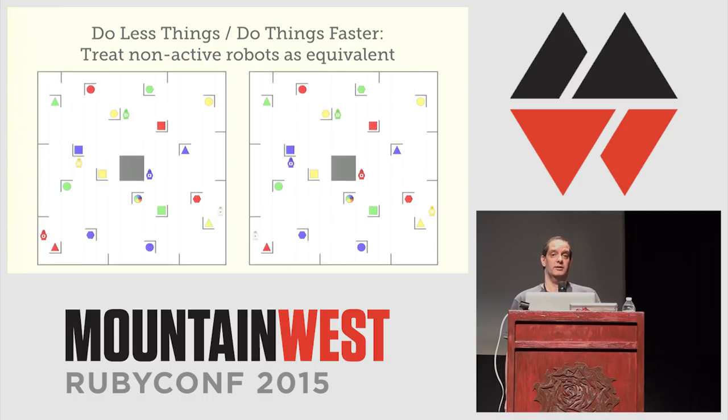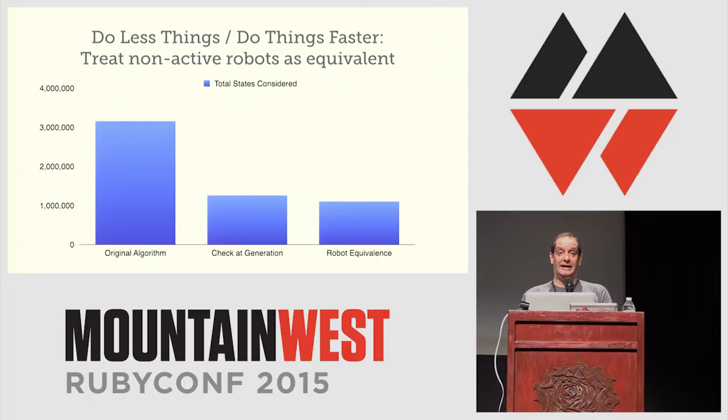It just doesn't matter because I can bounce off the red robot or the blue robot to get where I'm going. I don't care. And so I was able to implement what I call a board state equivalence class that treated these two board states as equivalent. And that was a slight improvement, a few less states to consider.